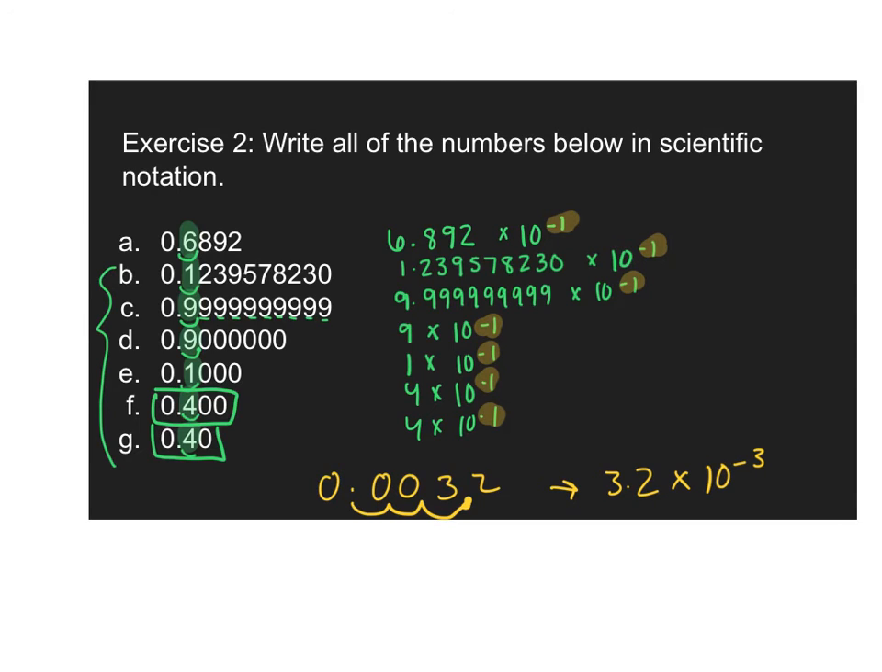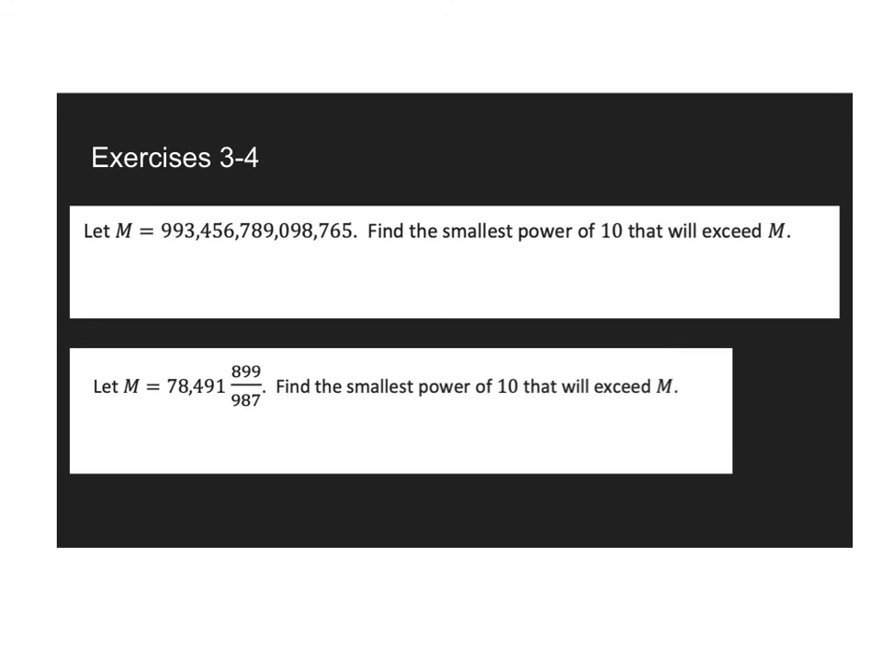Okay, check your answers with mine, make sure you have them all done correctly. Let me know if you have any questions before we move on to the next set of exercises. All right, this is just a different way of reading these questions. It says let m equal 993456789098765. Find the smallest power of 10 that will exceed m. So basically this just means write it in scientific notation.